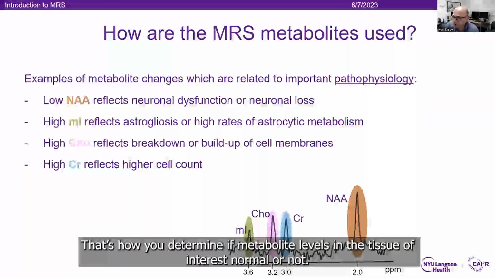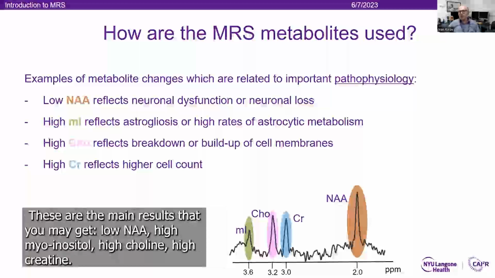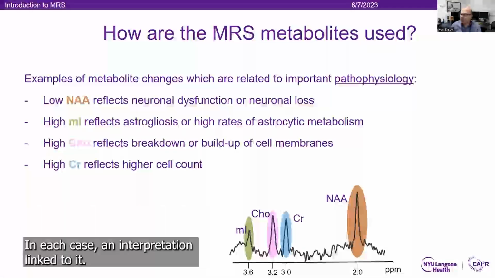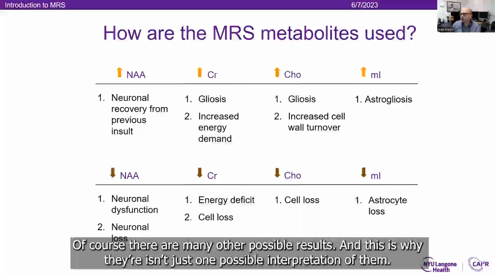On this slide you will see common results that you may get. This is how you would interpret them. We went over this before. These are the main results that you may get: low NAA, high myoinositol, high choline, high creatine, and each has an interpretation linked to it. Of course, there are many other possible results, and this slide is just one possible interpretation of them.